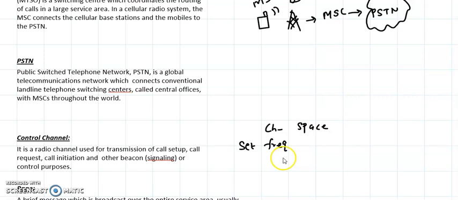Now what are control channels? There are various types of channels. One is used for voice transmission. Some are used for data transmission. So this control channel is used for transmission of call setup, call request and call initiation and other signaling or control purposes. So voice channels are different, control channels are different. Let us now move on to the next definition.